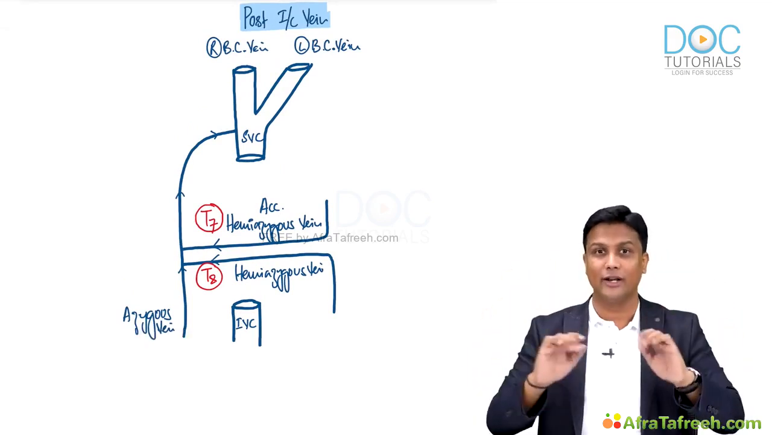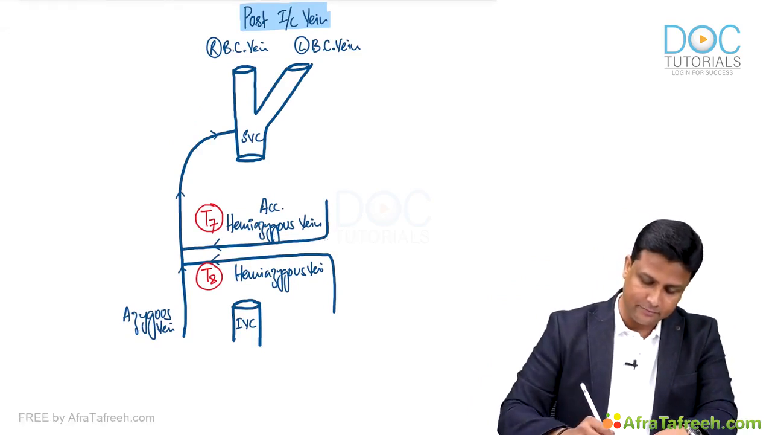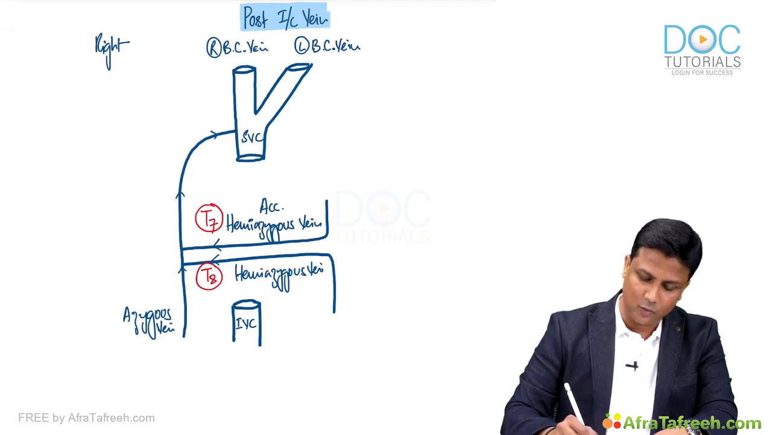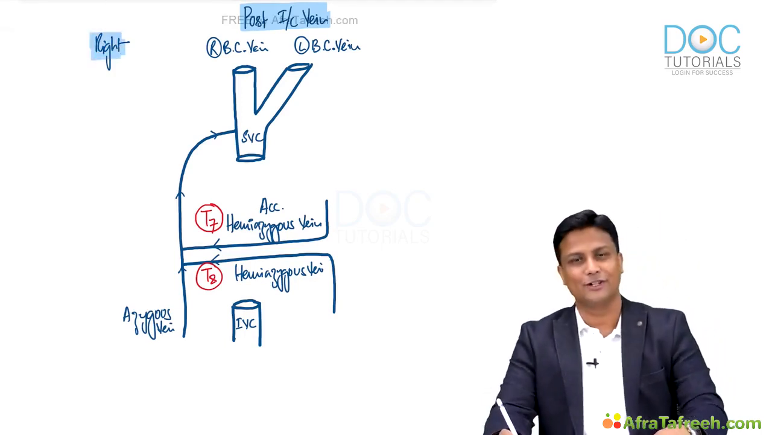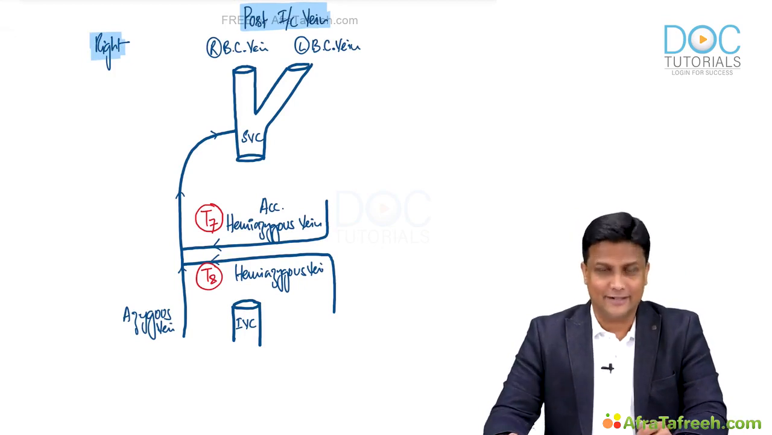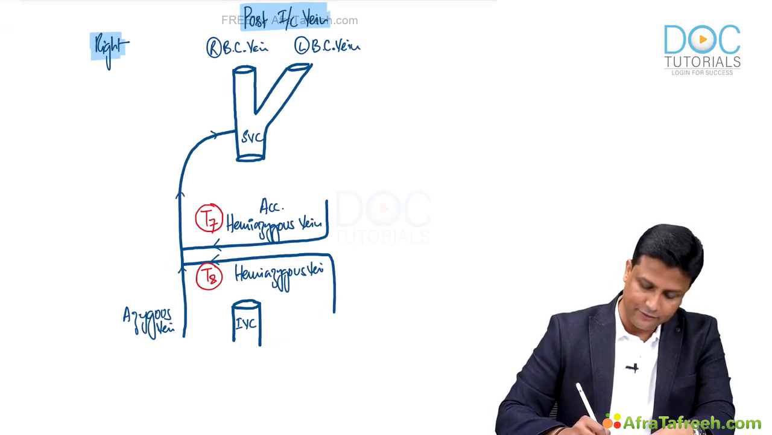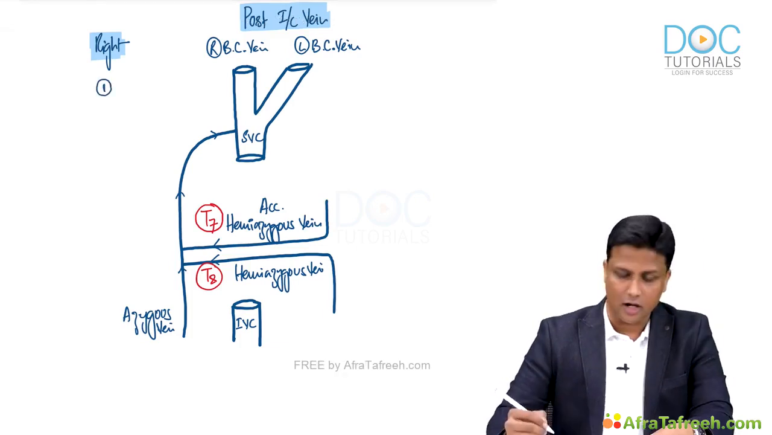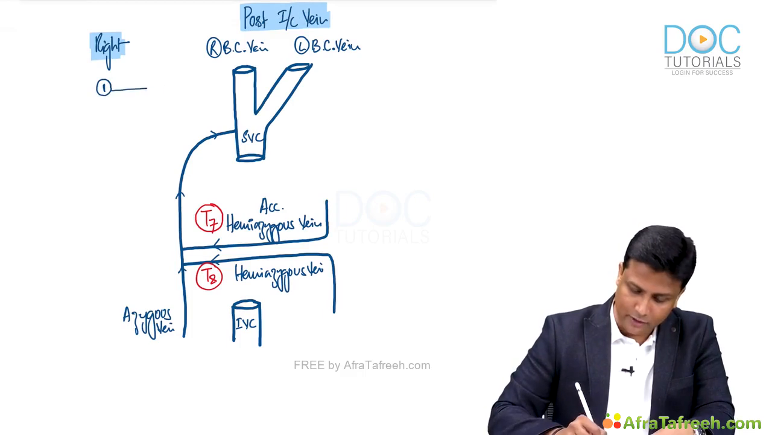Now, they are going to drain where? Observe here. First, let us see towards the right side. What is the complete name of the vein now? The complete name of the vein will be right posterior intercostal vein. And on the right side, remember the very first right posterior intercostal vein drains the blood into right brachiocephalic vein.